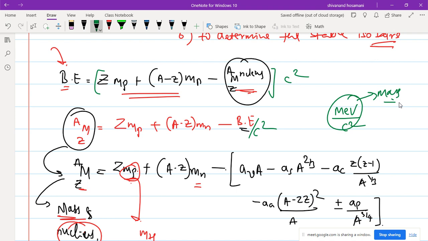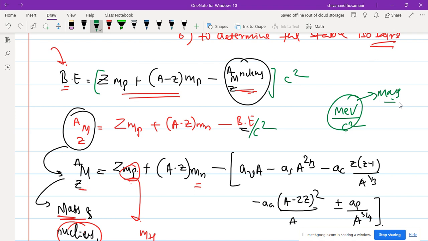The parabola graph comes as d M by d Z. Then, using this semi-empirical mass formula, how do we calculate the most stable element? By taking the differentiation of this semi-empirical mass formula, making it zero, and then calculating Z, we get the most stable isobar. So the most stable element, right? That we are going to discuss in the next class.